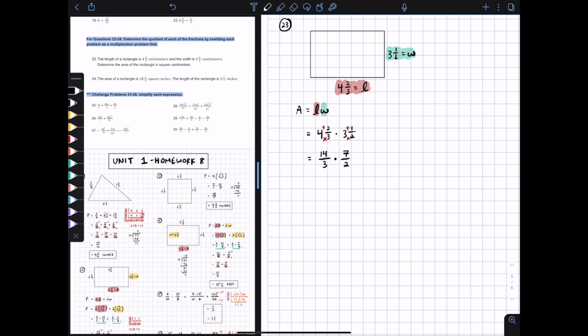And unfortunately, I don't see any cross-canceling that we can do. Oh, sorry, actually, I spoke too soon. 2 and 14, divide both by 2, we get 7 and 1. So if we simplify now, then we don't have to later. So 7 times 7, that's going to equal the 49 that we get from multiplying those together. And then 3 times 1 is going to be 3.